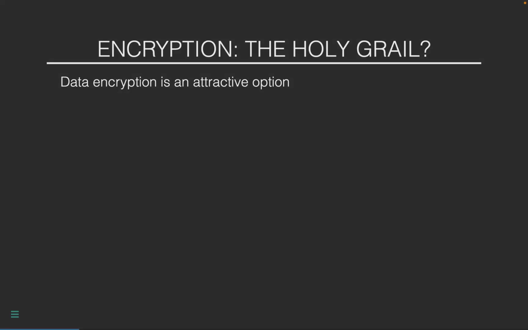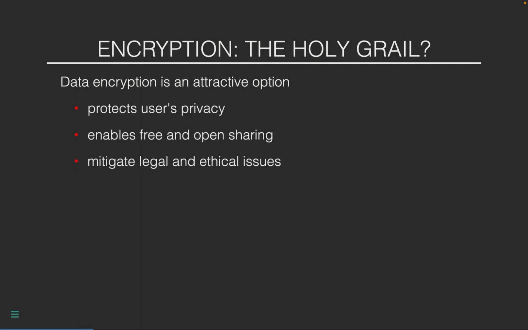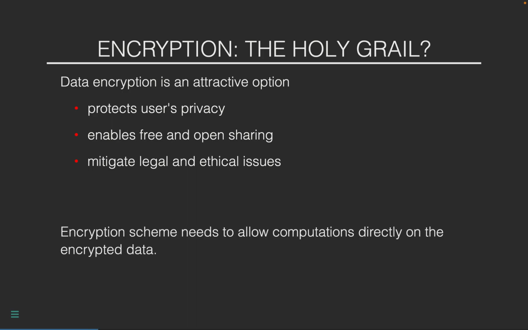So, how can we prevent this form of privacy attacks? Data encryption is a promising solution. It allows us to protect users' privacy, it enables free and open sharing, and mitigates legal and ethical issues. However, we need an encryption scheme that allows computations to be performed directly on the encrypted data. One such family of encryption methods is called homomorphic encryption.